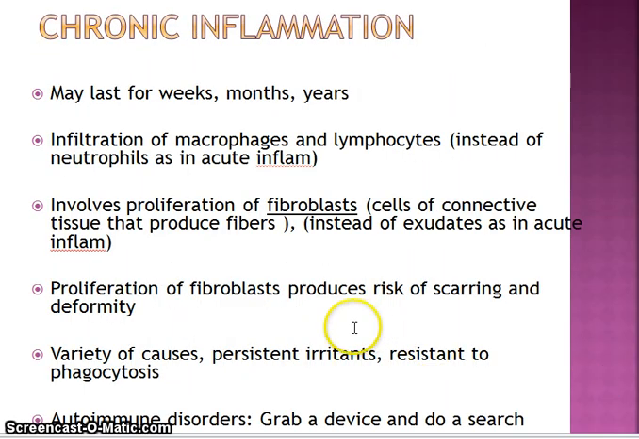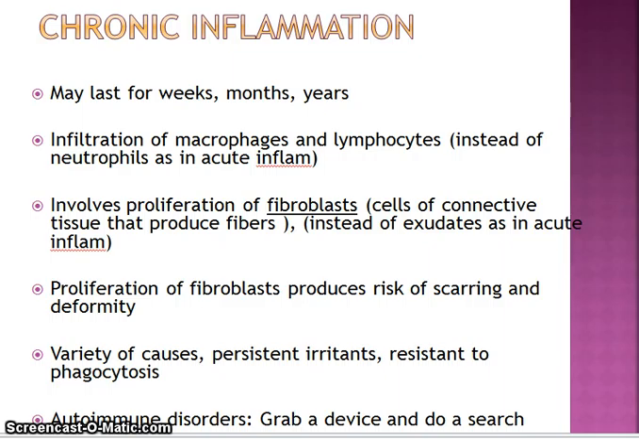Chronic inflammation, on the other hand, is going to happen over time. It can last for weeks, months, or even years in some patients. In this response, what happens instead is that the macrophages and lymphocytes react instead of the neutrophils that occur in acute inflammation. It also triggers increased replication, or proliferation, of fibroblasts. Right, these are usually cells of connective tissue that produce fibers, so then we have things like scarring or adhesions that form as part of chronic inflammation. Right, this can lead to changes in organ and tissue shape, which can cause problems down the road.